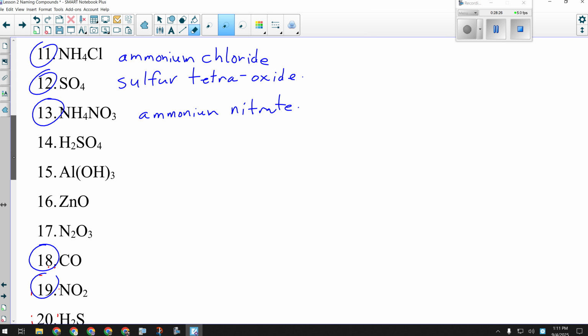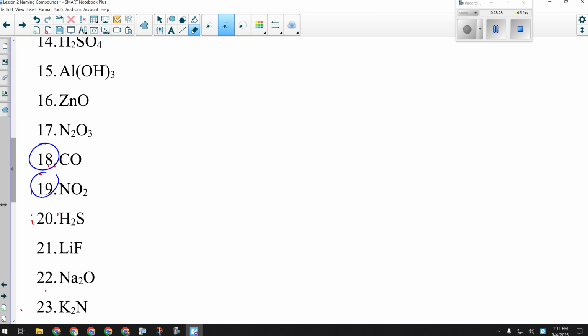Okay, that's 2, 18 and 19. Okay, got carbon and oxygen. Carbon monoxide, that's a molecular compound. Okay, dangerous stuff. You probably have detectors in your house to alert you to the presence of that gas. Okay, it is highly toxic.